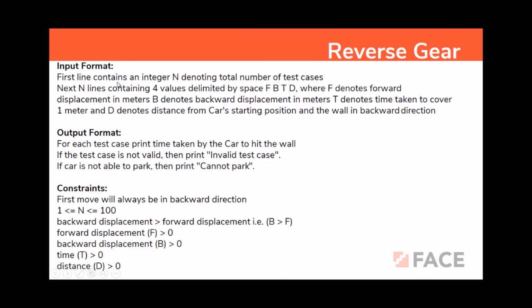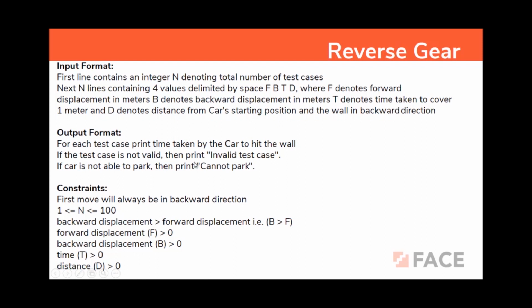The input contains 2 lines, where the first line tells the number of test cases we'll have to check, and then the next n lines. For example, if the first line says 4, there would be 4 lines following the first line. So that is 2 different sets: the first one is the total number of test cases and the second one is the test cases themselves. For every test case there will be 4 integer values: first F, second B, third T and the fourth D. All of these are separated by space.